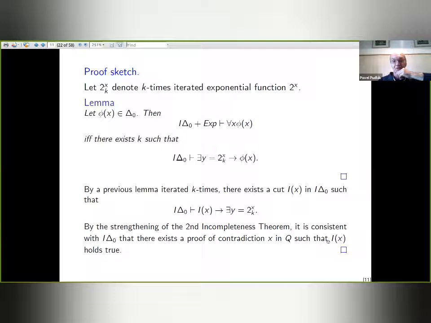So this is correct, but what does it mean? Well, we already know that the consistency of Q and of I delta 0 are the same at this point. Yes, so we need to use the fact that consistency of Q is equivalent to the consistency of I delta 0. Actually, we know that we can get the inconsistency of I delta 0 in the cut I(x). And in particular, this means that also Q has a proof of contradiction, and this is equivalent to inconsistency of Q. So it's in I(x). But then the assumption was that it was provable in I delta 0 plus exponentiation.